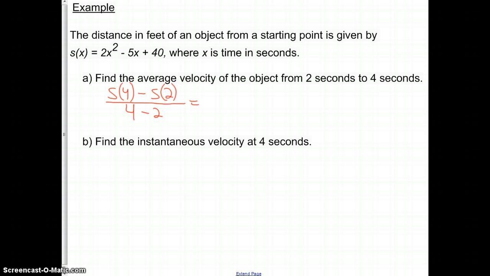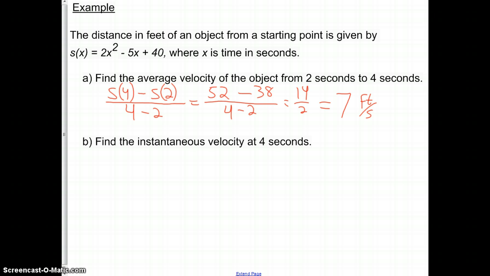So s of 4, when you plug in 4 into this function, you're going to get 52, minus s of 2. When you plug in 2 into this function, you're going to get 38, all over the change in the time. So 52 minus 38 is 14, over 2, which is 7. Now, the distance was in feet, so we did 14 feet in 2 seconds, so this is feet per second. That is the average velocity from 2 seconds to 4 seconds.